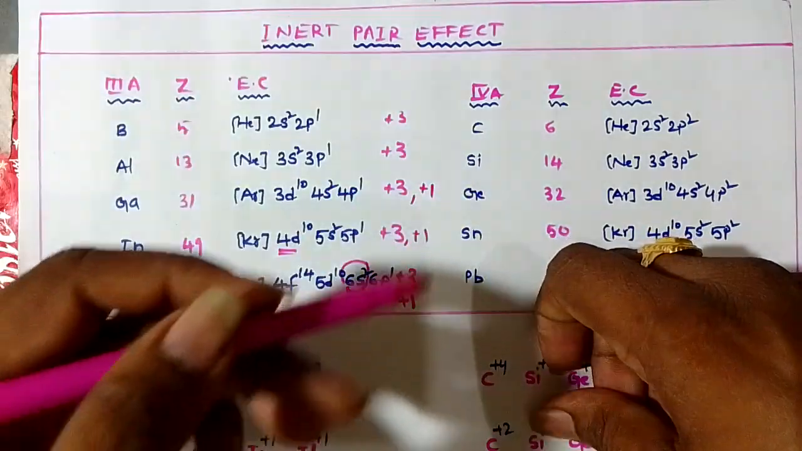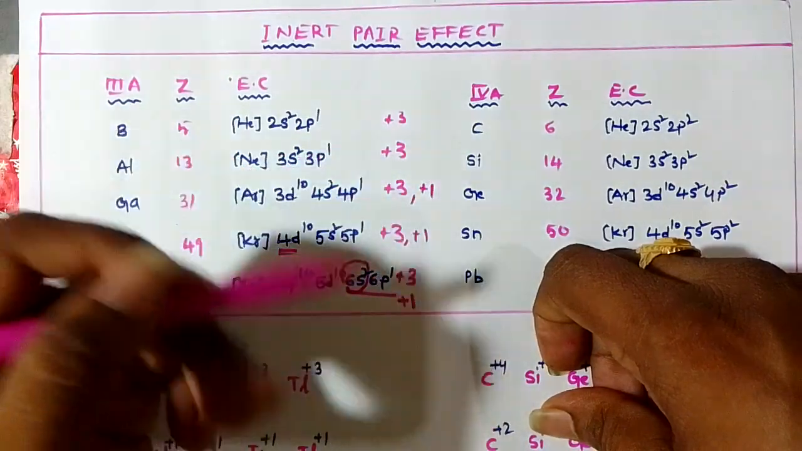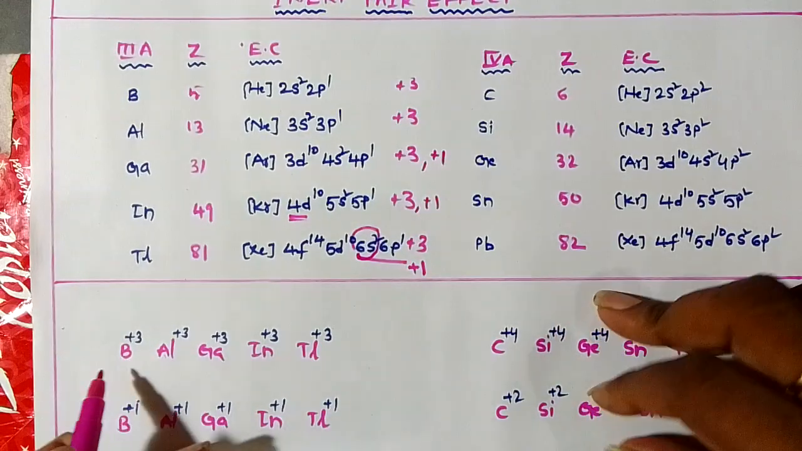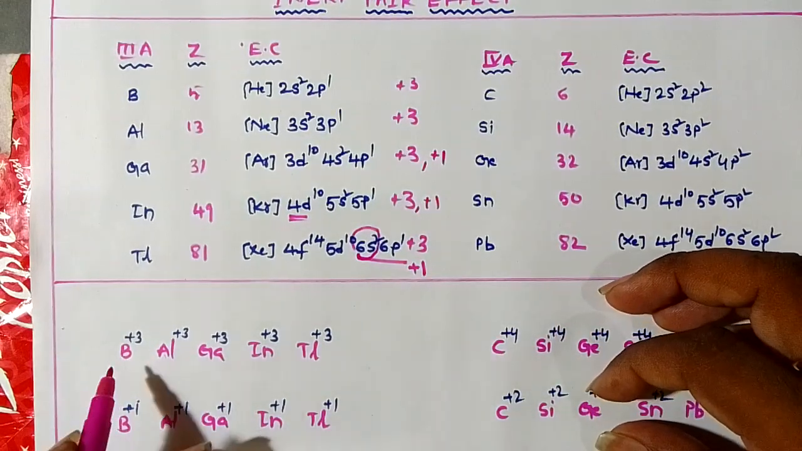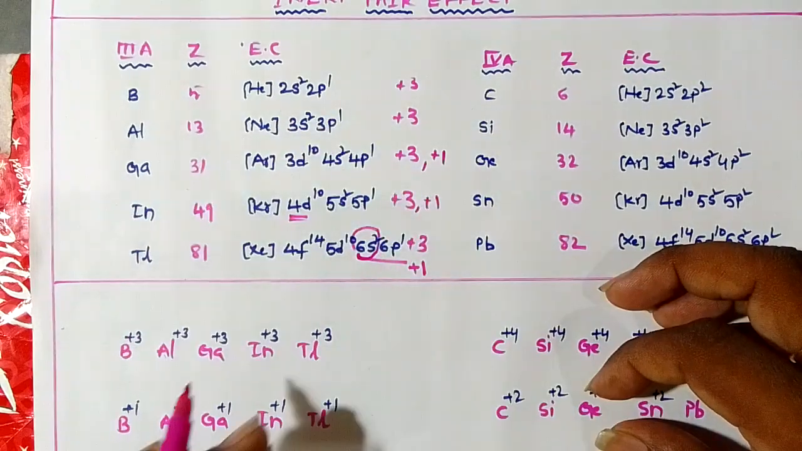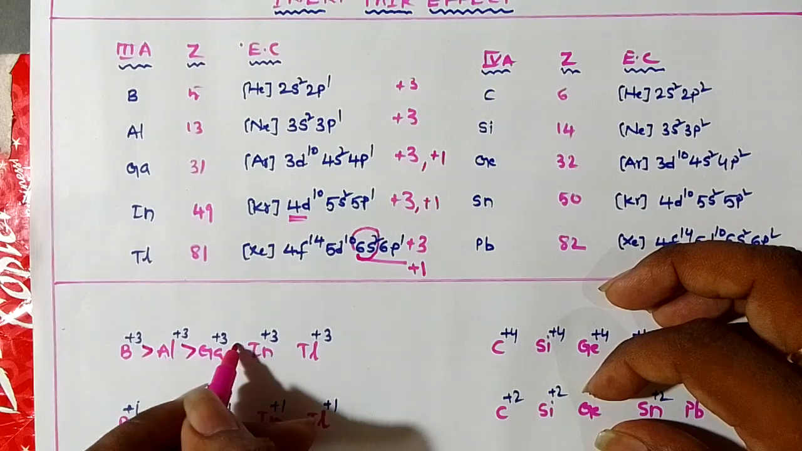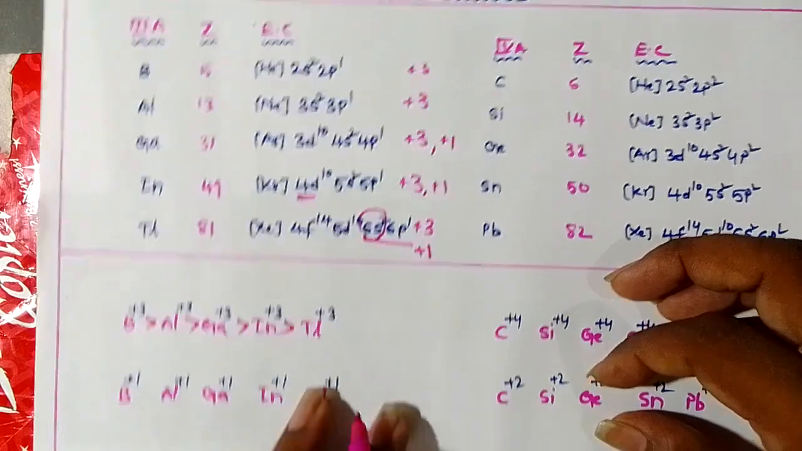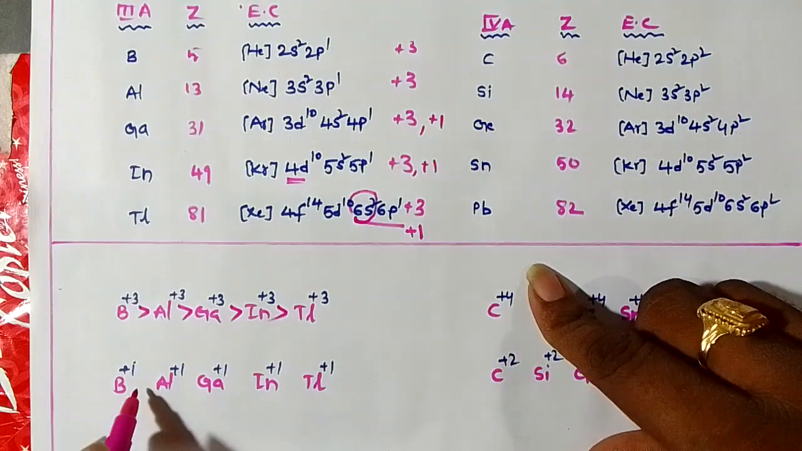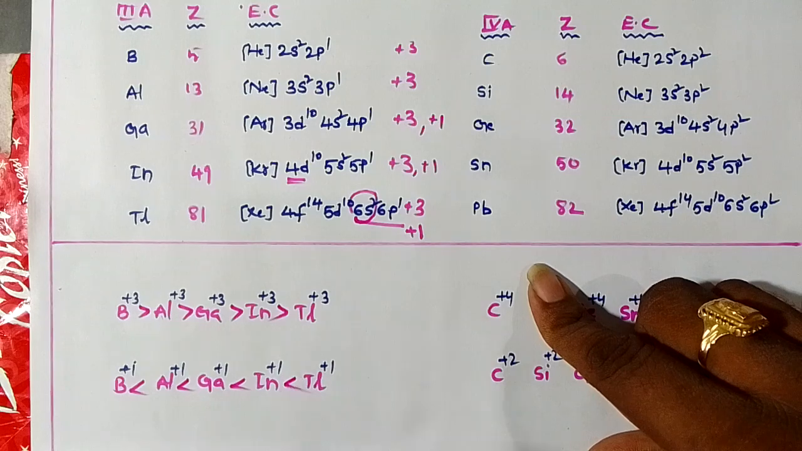Now when we are moving from top to bottom, the +3 oxidation state is decreasing and the +1 oxidation state is increasing. So we can observe that when we move from top to bottom, boron to thallium, the +3 oxidation state is decreasing and the +1 oxidation state is increasing. So this is the increasing order of +1 oxidation state.